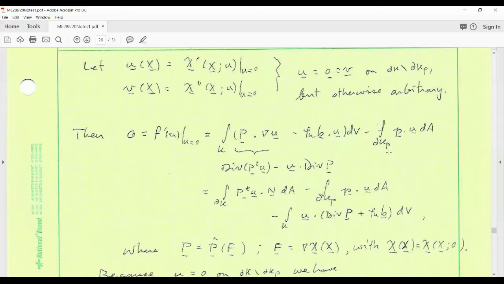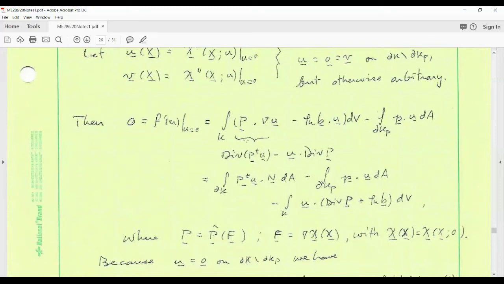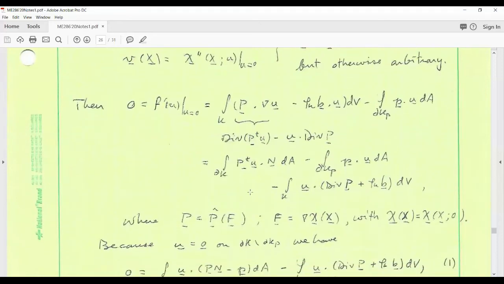additional terms here in the case of dead loading. You can work out in components, if you wish, that this inner product is the same as the divergence of P transpose U minus U dot divergence of P, referential divergence in both cases. So that by the divergence theorem, we can take this term now to the boundary and keep this term in the volume. I'll write down here, combine it with the body force term, and we still have this traction term here. P is simply the Piola stress, the value of the constitutive function at F, where F is the gradient of chi, which was our energy minimizing deformation.